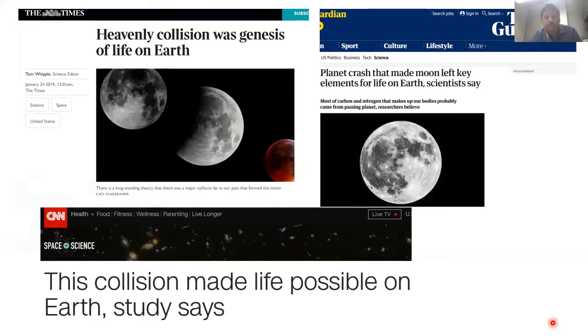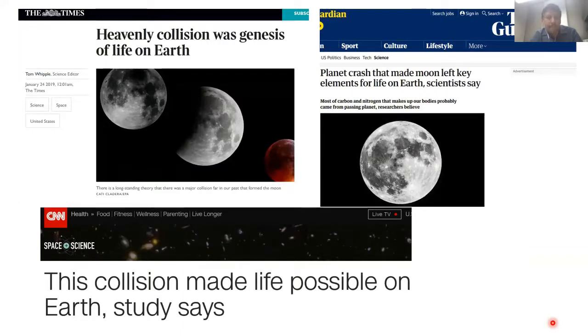Of course, the moon forming impact itself did not make the case for origin of life. What it did potentially is to deliver all the life essential ingredients, especially carbon, nitrogen, and sulfur, that eventually was necessary for origin of life. So many of these papers ended up covering it.